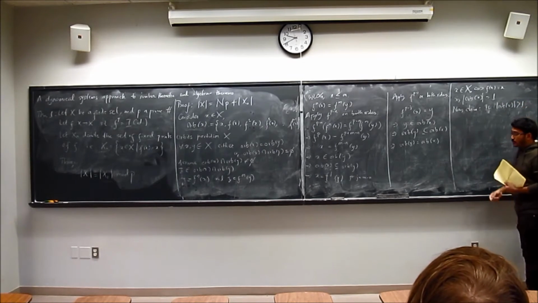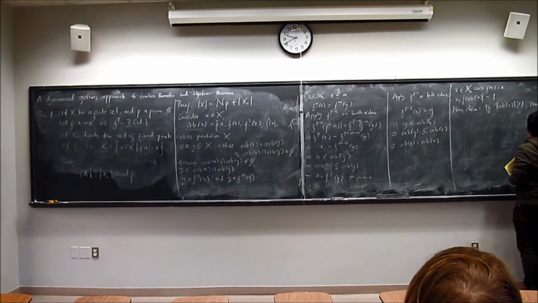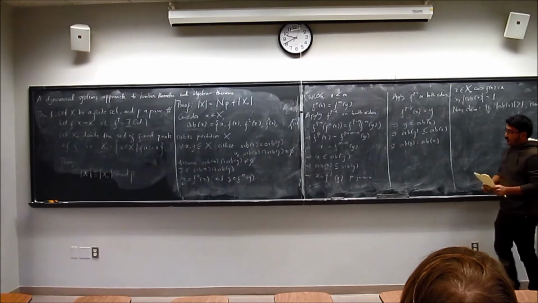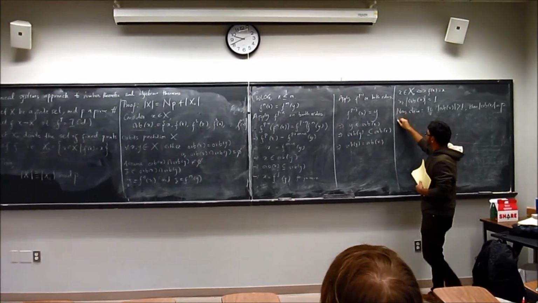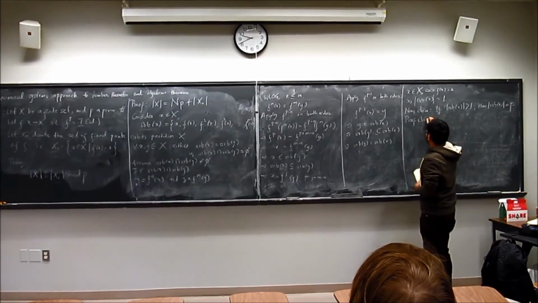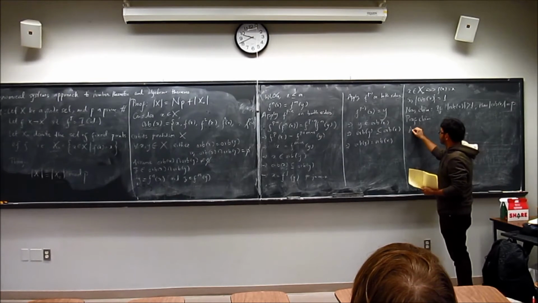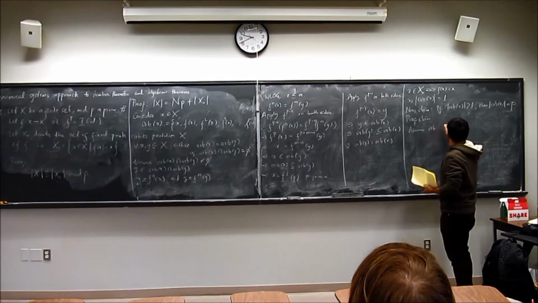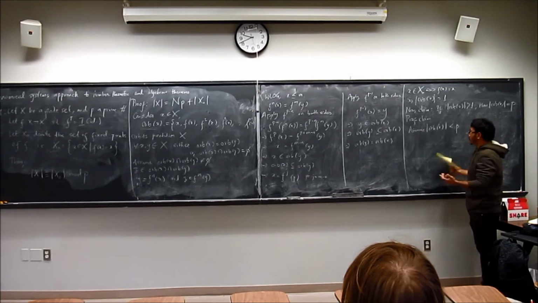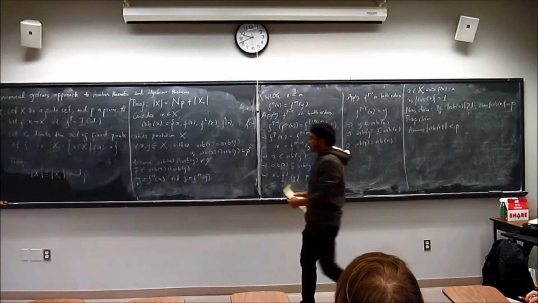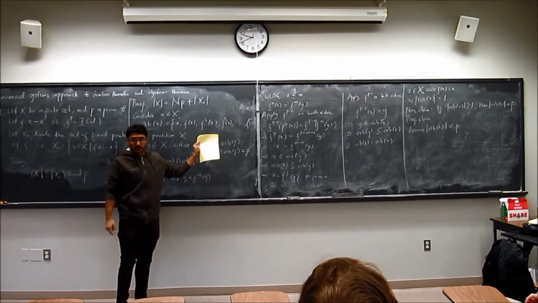So that's great. Now, the next claim is that if you have an x such that the orbit size is greater than 1, then the orbit size actually must be p itself. So to see that, proof of claim. So assume that the orbit size is less than p, right? Assume that it's less than p.